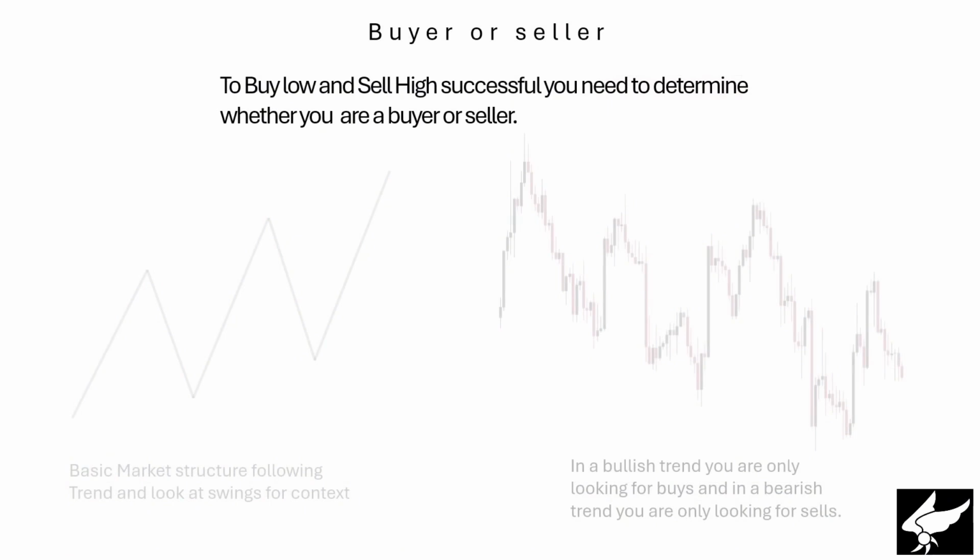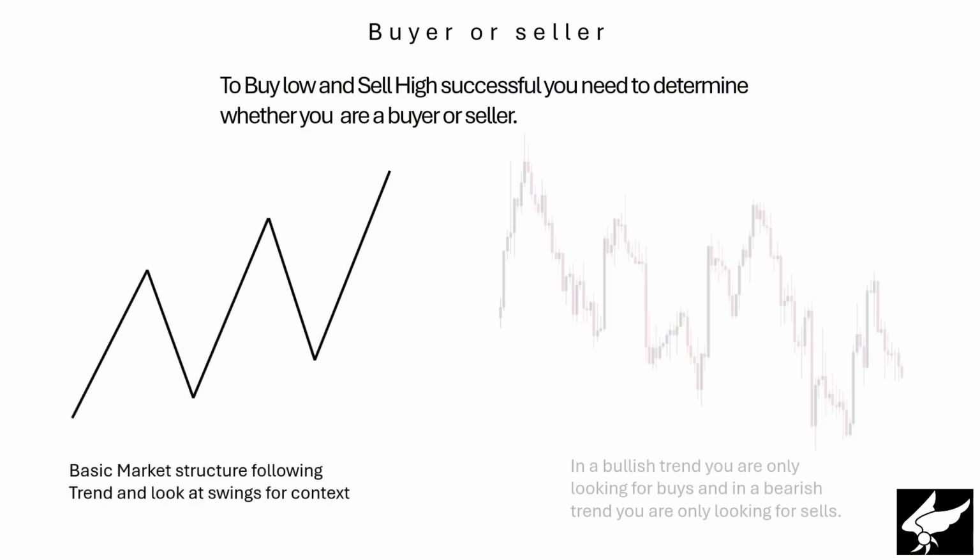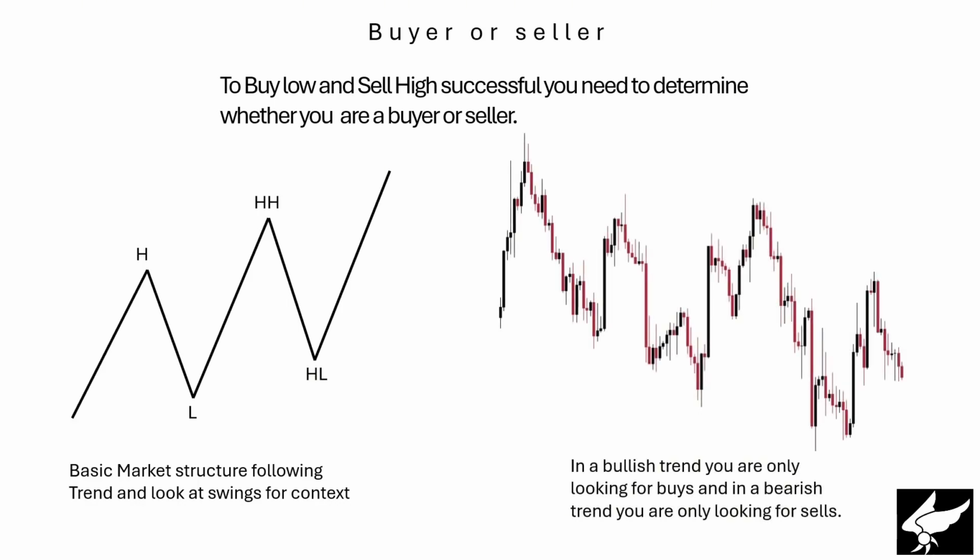To buy low and sell high successfully in the market, you need to determine whether you are a buyer or a seller. And there's multiple ways you can determine this. In this lesson, we're going to cover the easiest two. Well, the easiest is looking at basic market structure and following the trend and looking at swings for context. So you're looking at your swing high and swing low and seeing if the market is making lower highs and lower lows, or if the market is making higher highs and higher lows. In a bullish trend, you're only looking for buys. And in a bearish trend, you're only looking for sells.